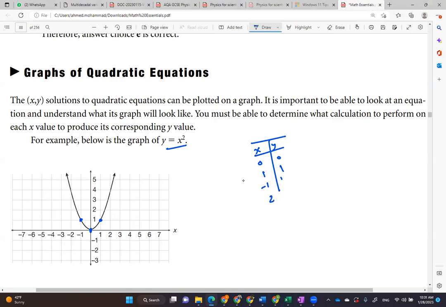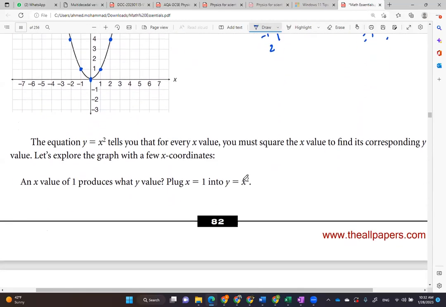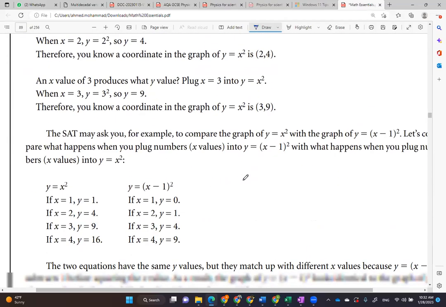For x equal 2, y equals how much? 4. This is the third point. For x equal negative 2, y equals 4, and you can do like this. So to graph the quadratic function, just make a small table for x and y, put some values of x, see the corresponding values of y, and draw the formula. In the SAT exam, they don't ask you to draw. They give you some graphs and ask which one matches the equation. So this is how to make the graphing.